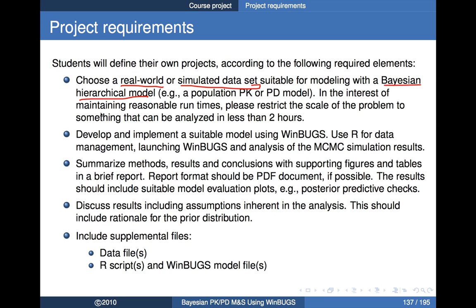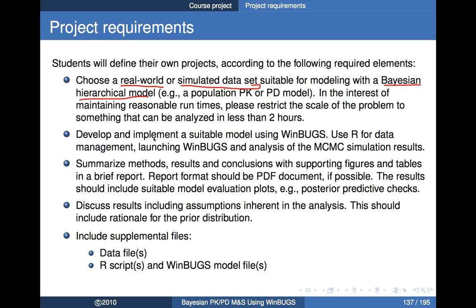In the interest of maintaining reasonable run times, and of course I guess we all have our own definition of what reasonable is, but what I'll say here is just try to restrict the scale of the problem to something where the analysis can be completed within less than 2 hours. So if it looks like you're getting into a somewhat larger scale, I recommend you turn in something that's based upon a subset of the data or something like that in order to keep the run times down to something fairly reasonable.